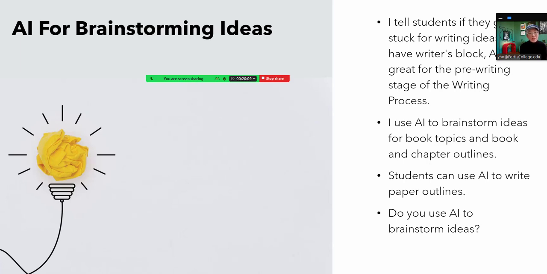And so students can use AI to write paper outlines. When they get to the point where they know what they're going to write about, but they don't know how to organize their ideas, then they could use AI to help them organize their paper into a coherent outline. And then when they transform that outline into a rough draft, it's like easy peasy.